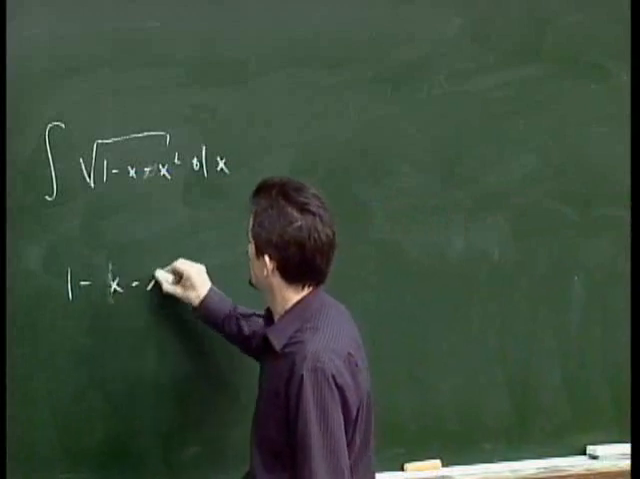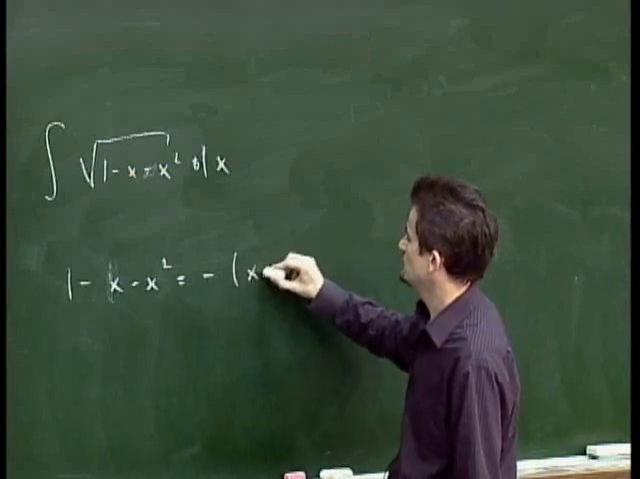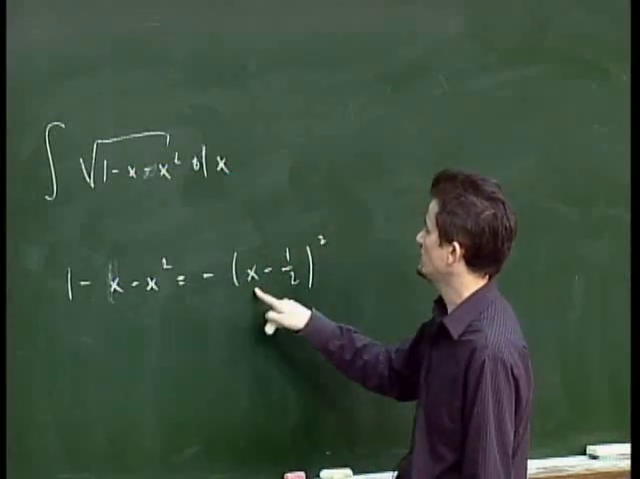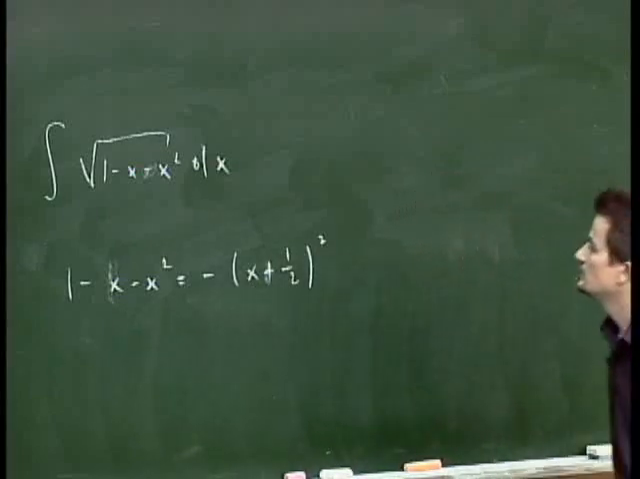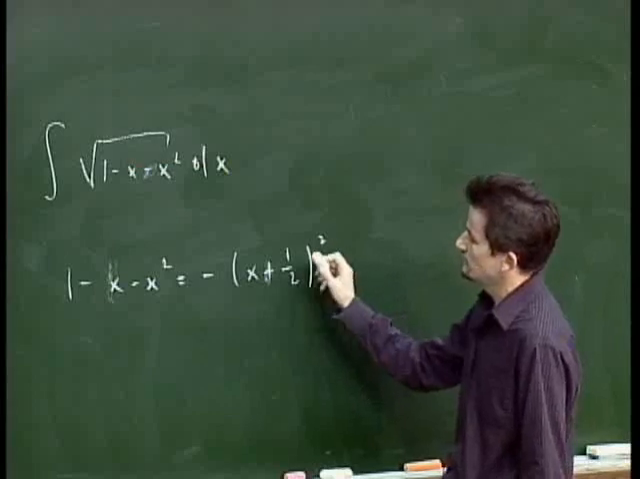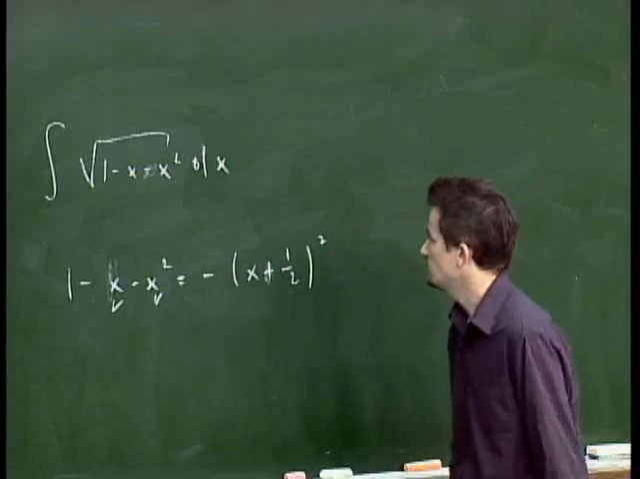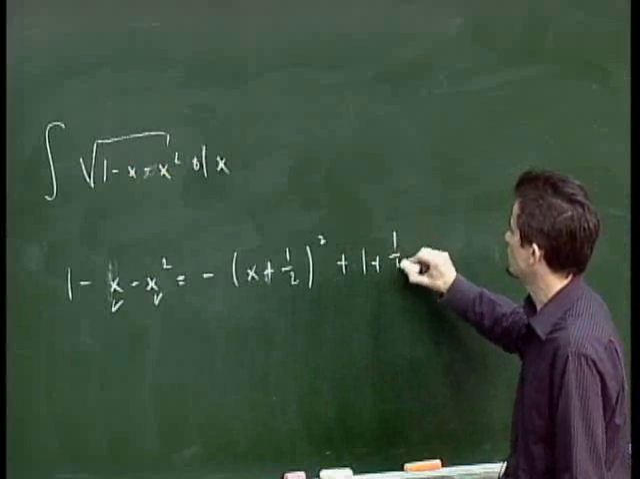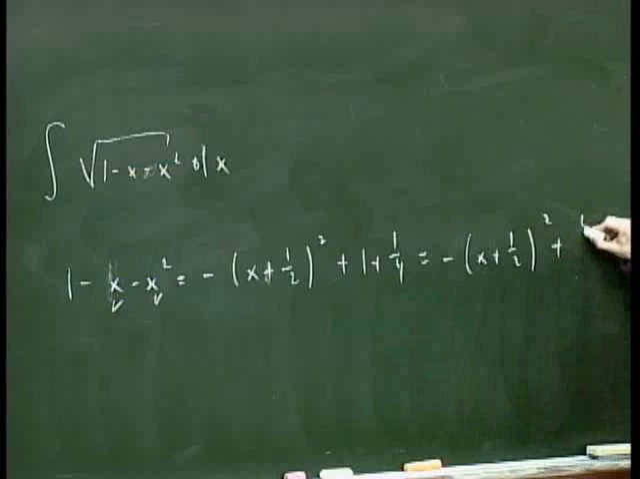So you write this as minus, and then you have (x minus 1/2) squared. So you see you have here already x squared minus x. So actually it's plus here. But if you multiply this out, you have minus x squared, you have plus x, and then you have minus 1/4. So what you have to add is plus 1 over 4. Okay, so this is minus (x minus 1/2) squared plus 5/4.